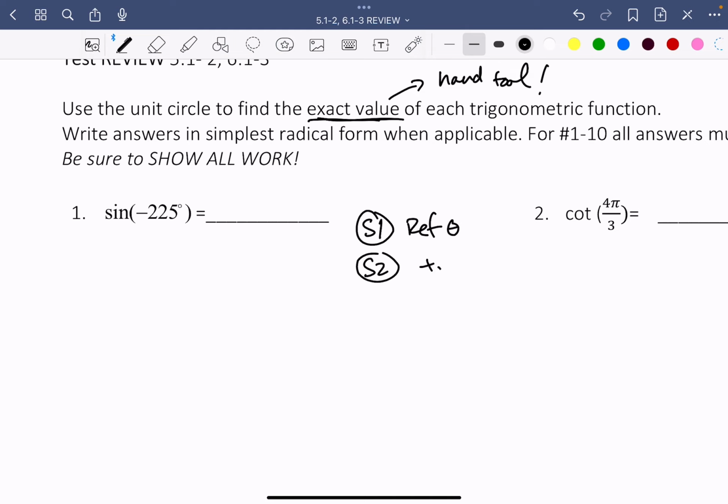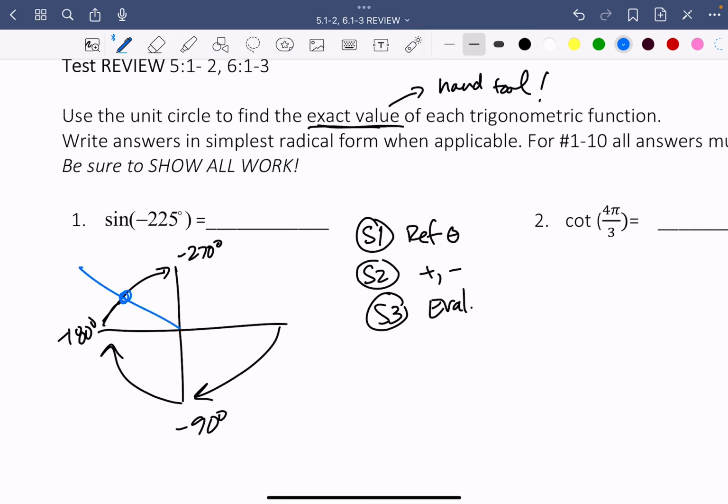So if I draw my picture and I go back negative 90, and then I go back negative 180, if I was to go all the way here, that'd be negative 270, so that's too far. So somewhere over here is going to be my negative 225 degrees. So my reference angle, if I go back to the x-axis, is 45 degrees. That means my reference angle is going to be over here with an angle of 45 degrees in the first quadrant. My reference angle is 45.